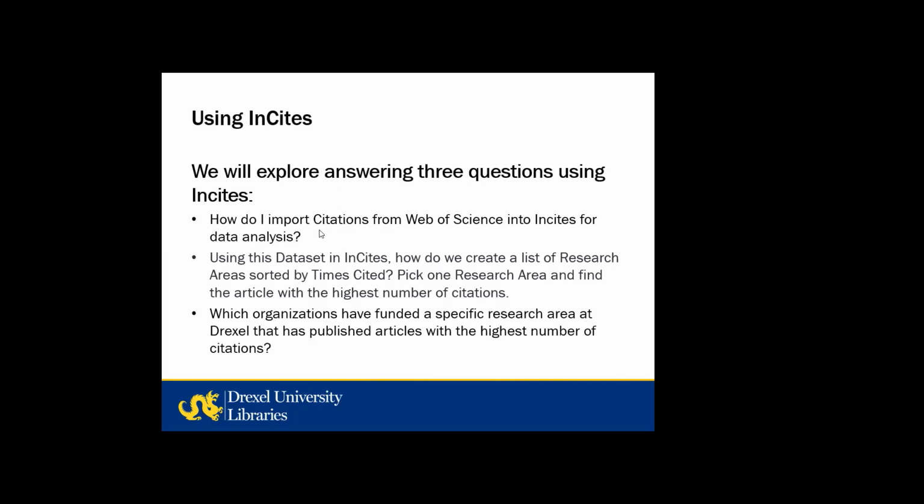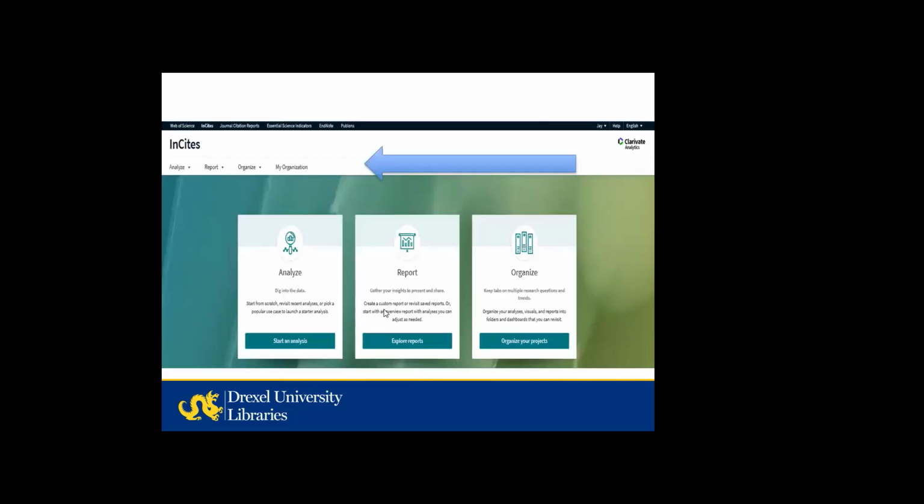We'll start with how do I import citations from Web of Science into Insights. We will create a customized data set. We use this data set and try to pick one research area and find the article with the highest number of citations in that set of results. We can also find which organizations have funded specific research area at Drexel that has published articles with the highest number of citations. We'll also explore all of this in the future, incoming.